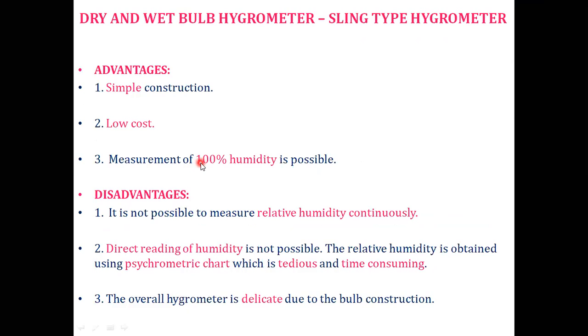And the advantages and disadvantages of this dry and wet bulb hygrometer. Advantages are simple construction, low cost, and measurement of 100% humidity is possible with this instrument. Disadvantage: it is not possible to measure relative humidity continuously.